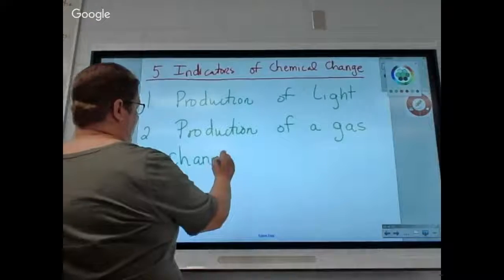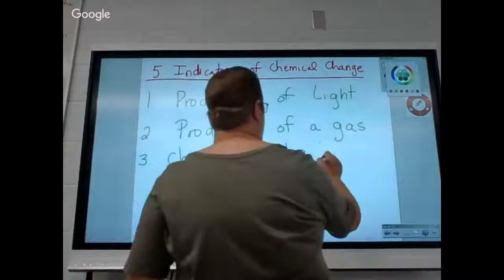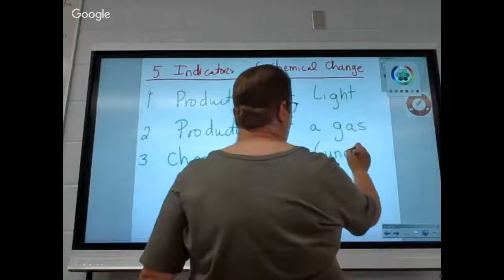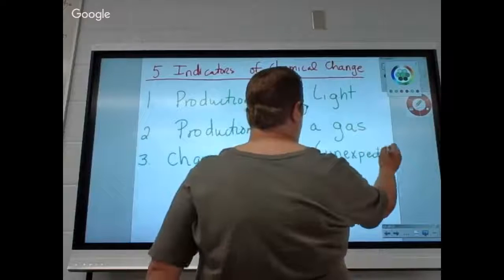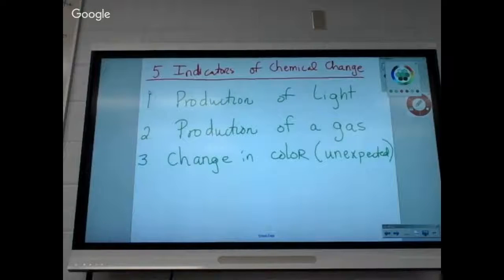Change in color. Now, I have to qualify this. It has to be an expected color. If you put grape Kool-Aid mix in water and it turns purple, that is not a color change. If you put red dye in water and it turns red, that is not the change of color I'm talking about here. If you mix two clear liquids together and it turns pink, that's a change in color that's a chemical change. Okay?